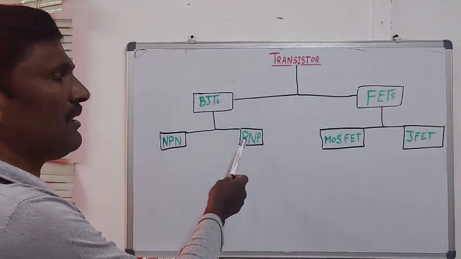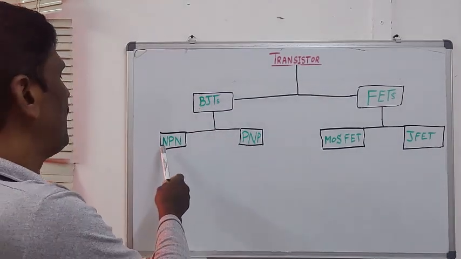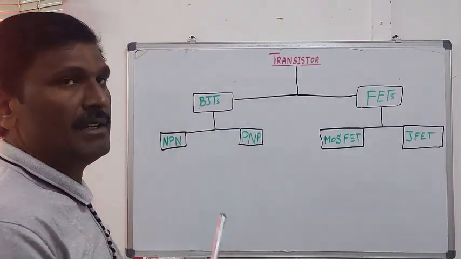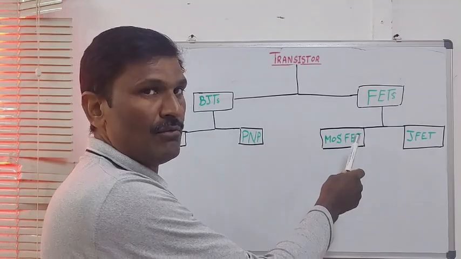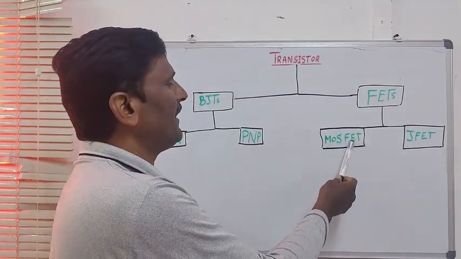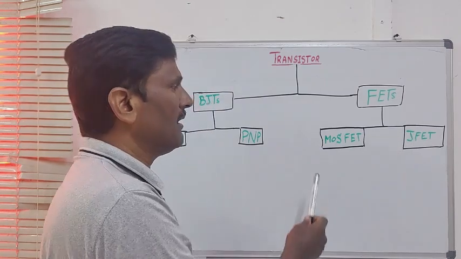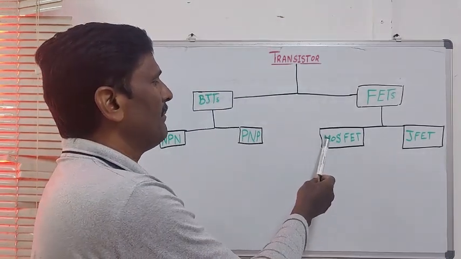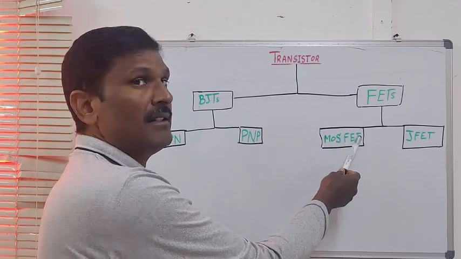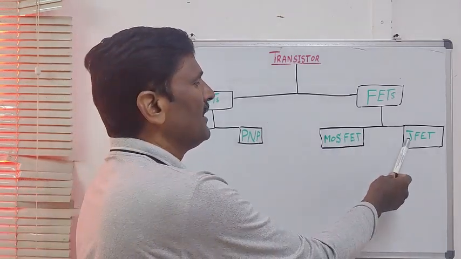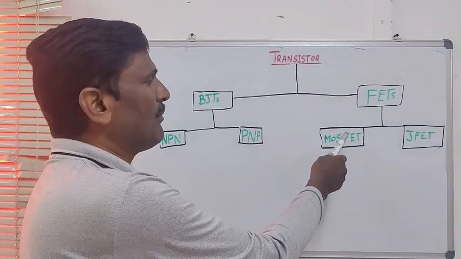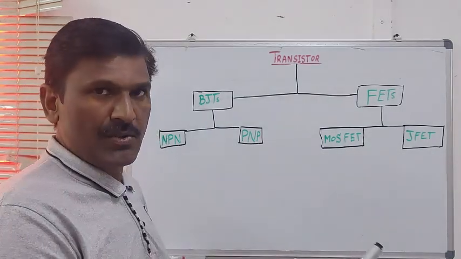BJTs have two more types: one is NPN and the second one is PNP. And FETs have two more types, MOSFET and JFET. MOSFET means metal oxide semiconductor field effect transistor, and JFET means junction field effect transistor. They also have more types, but I don't want to discuss those.